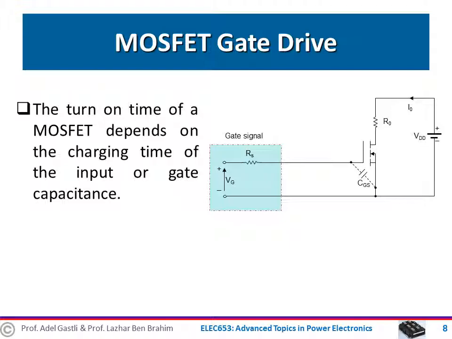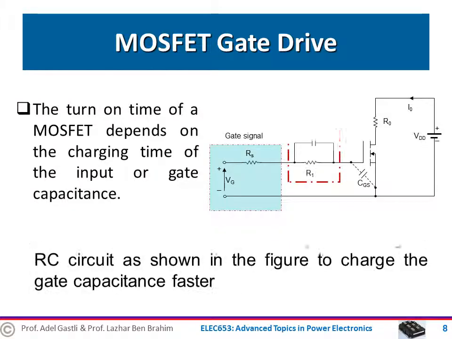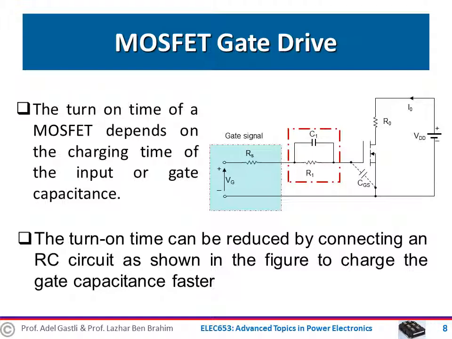Therefore, we need to introduce some other elements in the circuit to be able to control these parameters. Introducing an RC circuit like this one will allow to reduce the turn-on time by fast charging the capacitor and at the same time limiting the steady-state gate current through the resistance R1. Let's see more in detail how this circuit works.